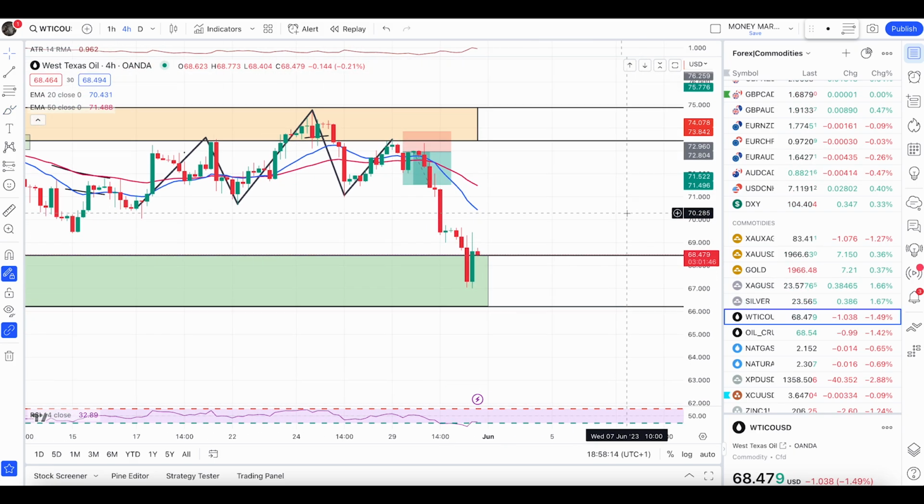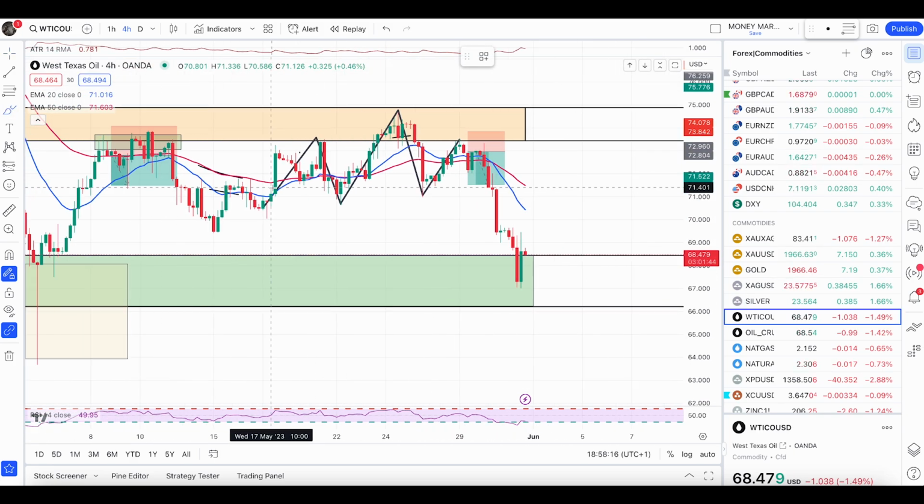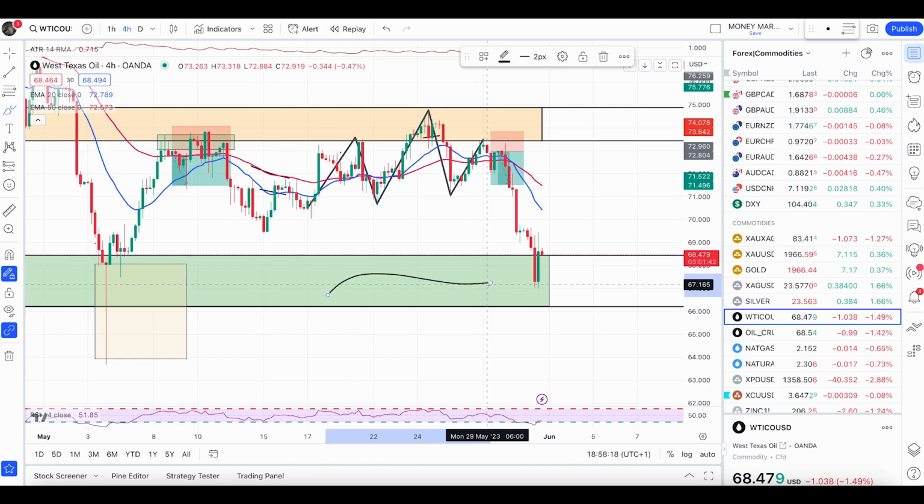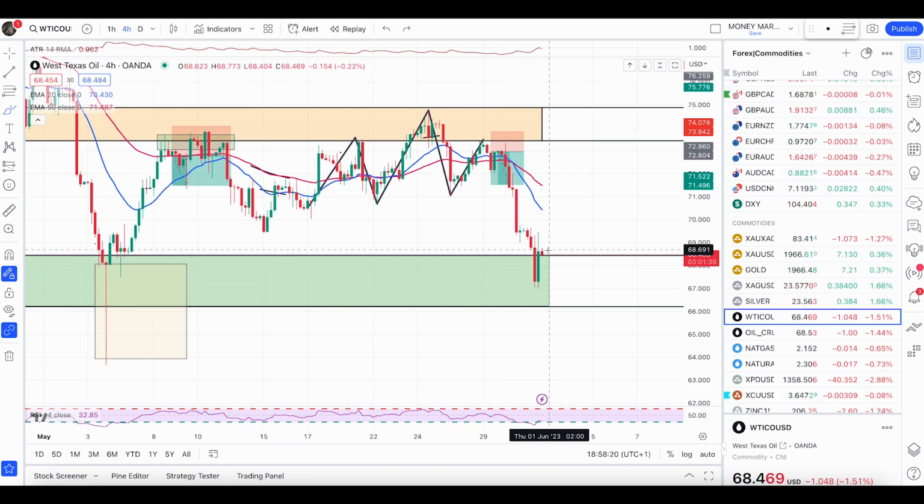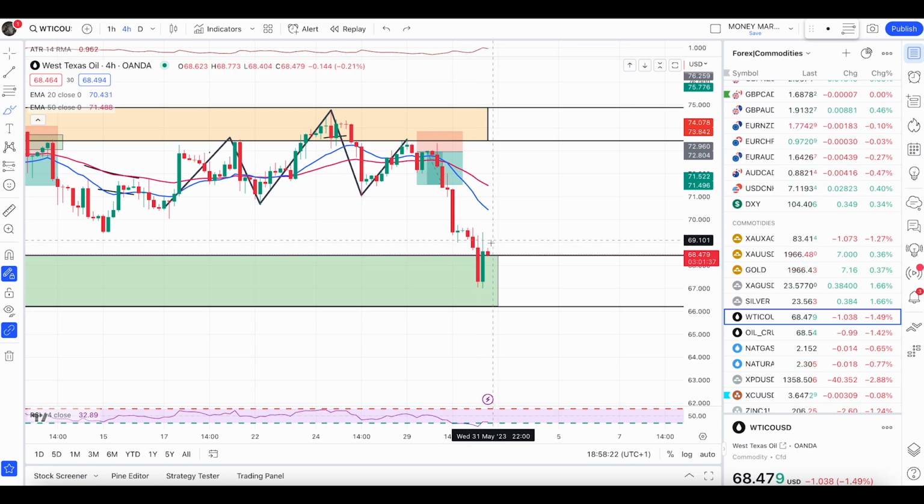Last one we have crude oil. Crude oil has now hit the level of major support I've mentioned in my last video. I've sent this zone to my members as well, and we were getting a bullish engulfer, but price closed below, so not taking this as a valid entry.